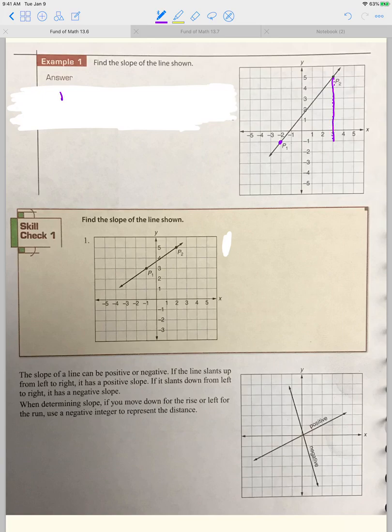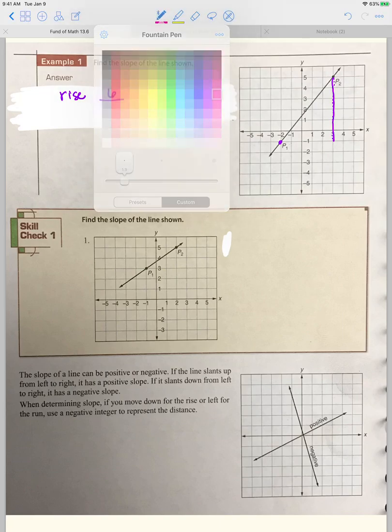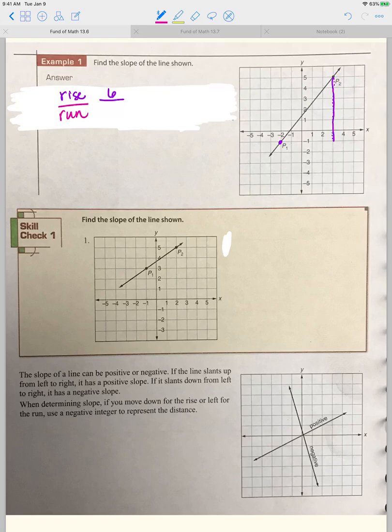Okay, so the rise of this line is a change of 6 units, over the run, because slope is equal to rise over run, the change in y over the change in x. So now do a horizontal line and we go 1, 2, 3, 4, 5 units of a horizontal change. So the slope of this line, the rise over the run, is 6 over 5. That is the slope of this line.